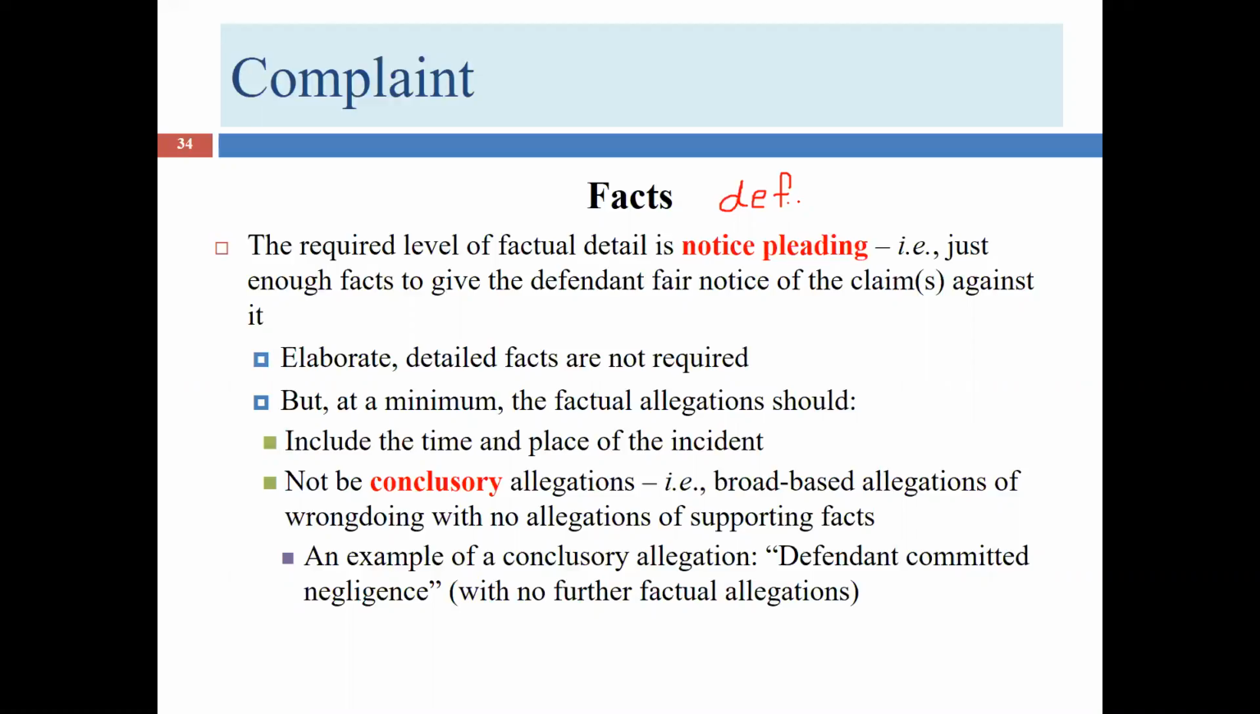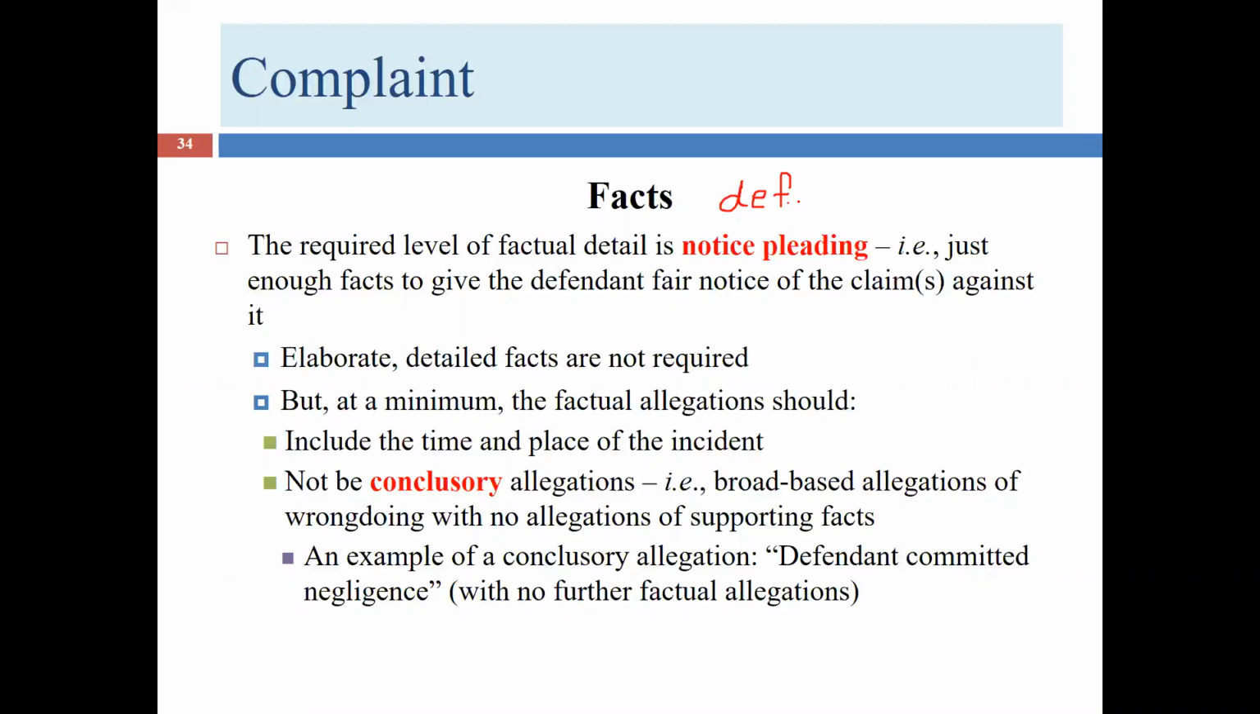The fact that the plaintiff wasn't successful the first time because he missed a technical requirement really had nothing to do with the strengths or weaknesses of his case. So as a result, the court system, both at the state and federal level, has moved to notice pleading, where you have to just plead enough so the defendant has enough information to know what he's being sued about. So it's fair. You don't have to go into elaborate, detailed facts.